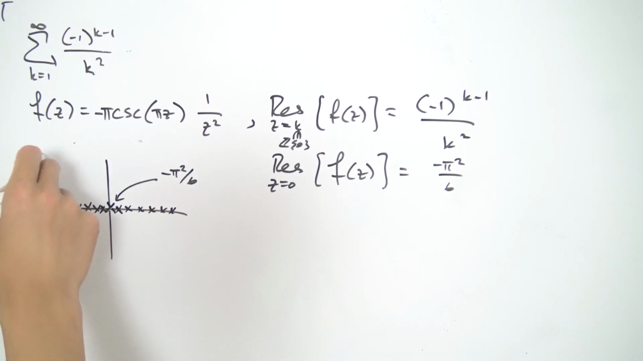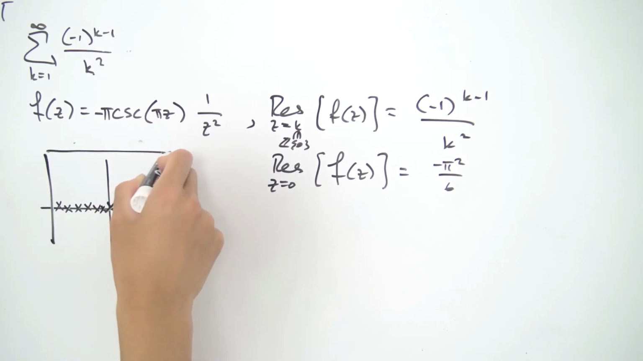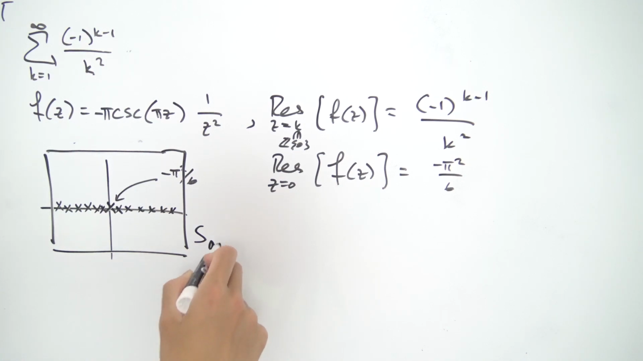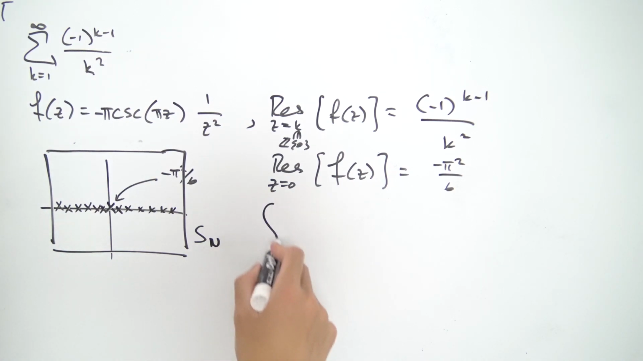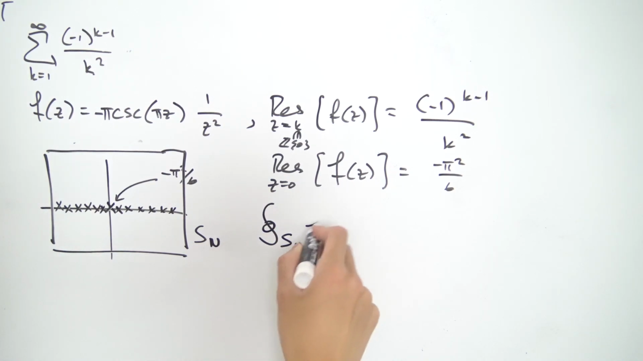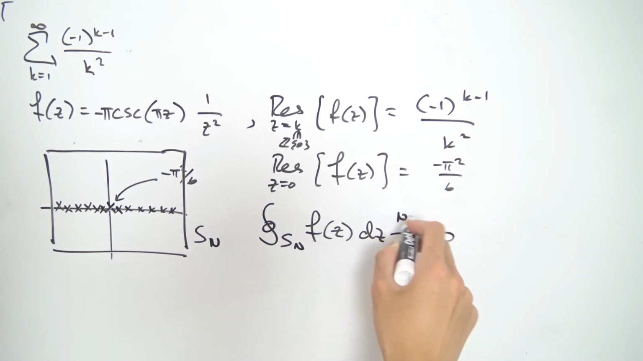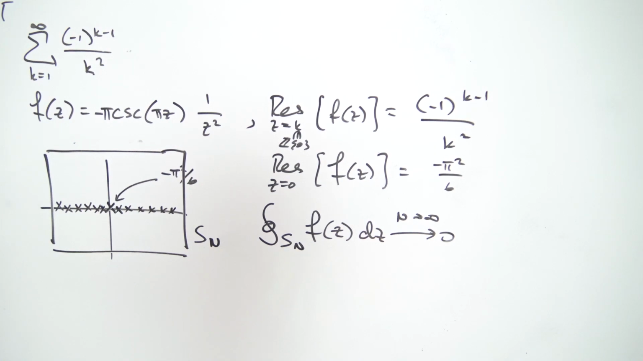So what we're going to do is construct a really big square, like so. And we're going to call this square Sn, so it has some kind of relationship with n, and as n grows really big, we can actually show that the contour integral over S sub n of f of z dz goes to 0 as n approaches infinity. And I'm not going to show that in this video.